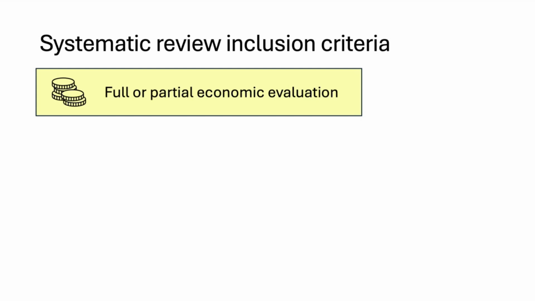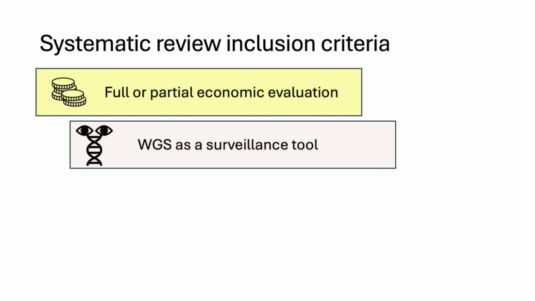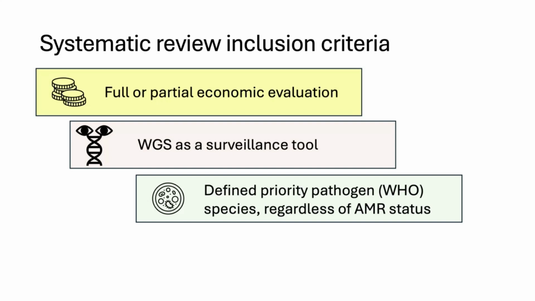So what I set out to do here was a systematic review, where the inclusion criteria were that it should be a full or partial economic evaluation of whole genome sequencing being used as a surveillance tool. So not for diagnostics, for example, and not for a research purpose, but trying to either evaluate an actual or a possible surveillance situation. And I was interested in bacterial pathogens, excluding TB, focusing primarily on those which were in the WHO priority pathogens for AMR list.